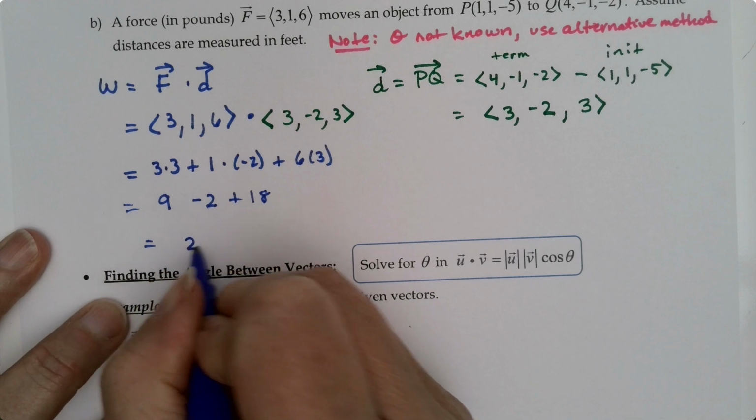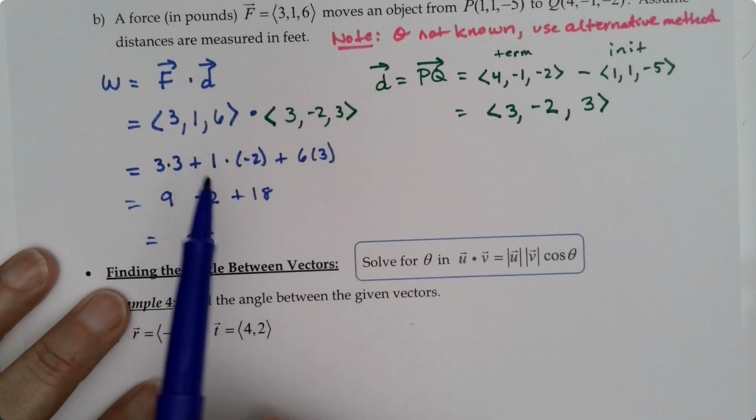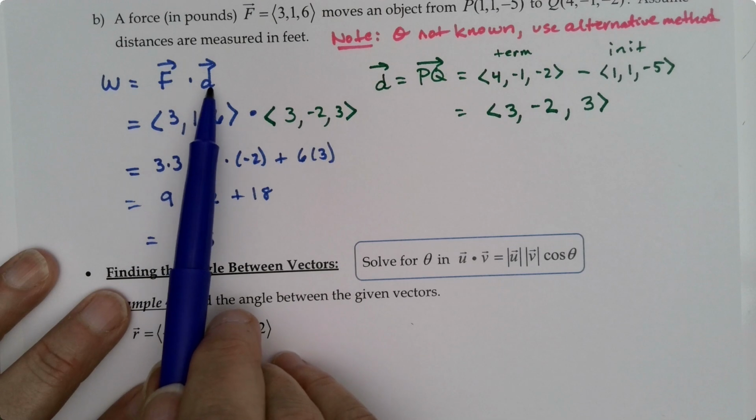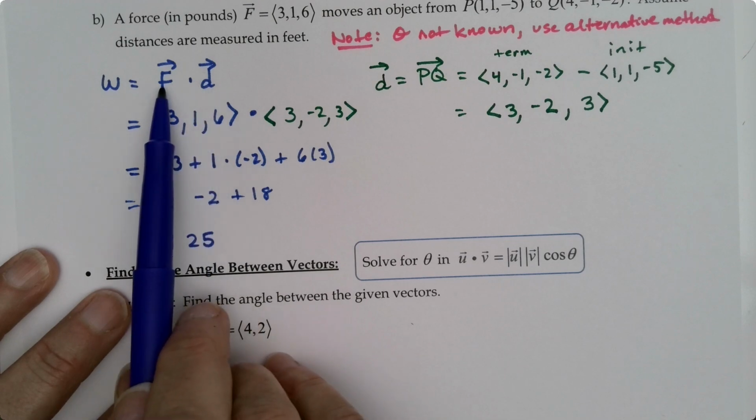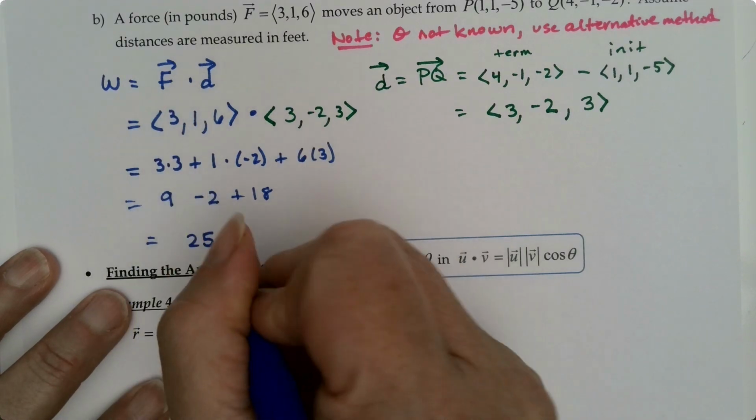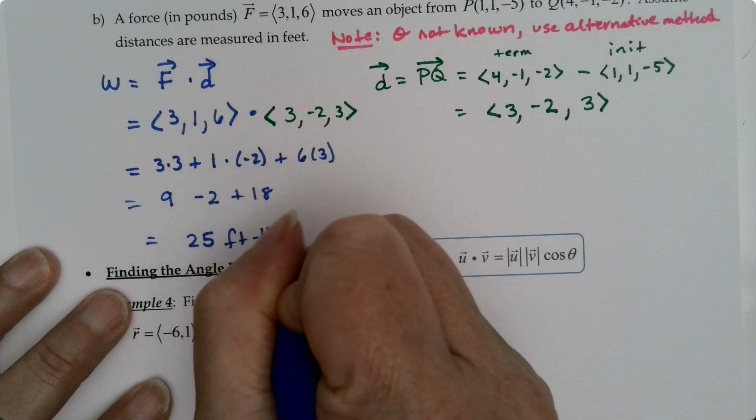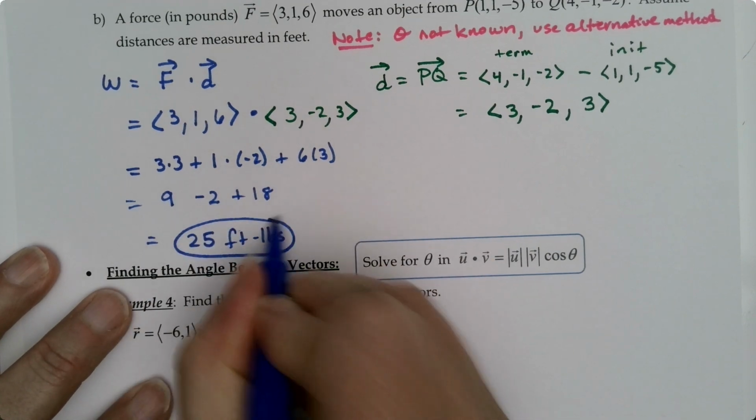which is 25. And now the units, think about this. This was feet and pounds, and they're multiplied, right? This is a dot product, so it's foot pounds is how they abbreviate that.